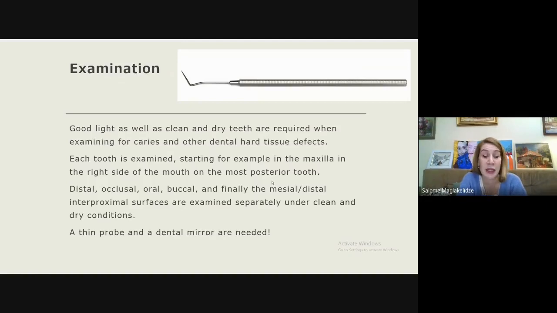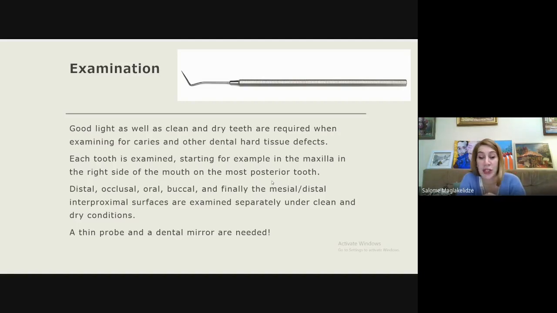For examination, we need a few simple things: good lighting, which is on every dental chair, and a probe with a very thin head. We also need dry and clean teeth, because sometimes we cannot see any caries decay under thick biofilm. So we need to clean the teeth if they were not cleaned before, and dry them to see if there is any defect of the dental hard tissue.